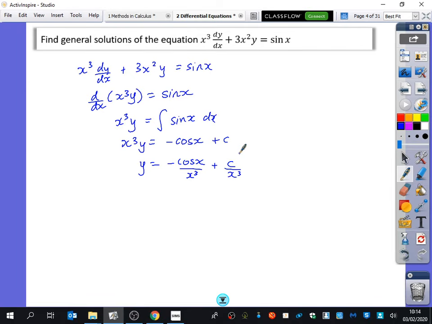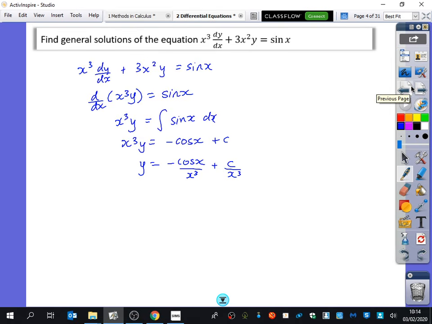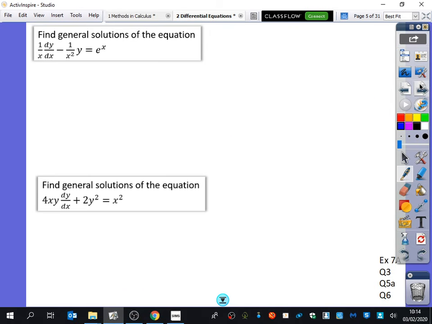Got it? Yeah. So we're going to do a couple more. 1 over x. So, what does the left-hand side look like the derivative of? It looks like it is the derivative of y over x.